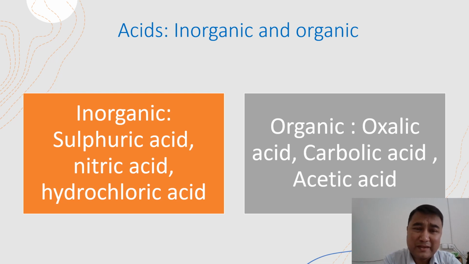Acids can be of two types, inorganic acids and organic acids. Examples of inorganic acids: sulfuric acid, nitric acid, hydrochloric acid, which account for a vast majority of inorganic acid exposure. Then we have oxalic acid, carbonic acid, and acetic acid, which are examples of organic acids.